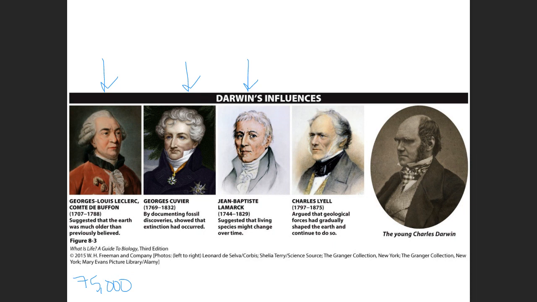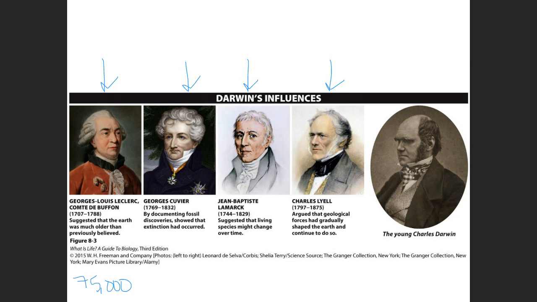Lamarck did think that living things could change over time, but his methodology of how that happened was wrong. So Lamarckian answers in class will not be marked as correct. And then we get to Charles Lyell, who was actually a peer of Darwin's. He was kind of the father of modern geology, and he published a very influential book at the time. He mostly talked about how the Earth could change over time, but this impacted Darwin's thinking.